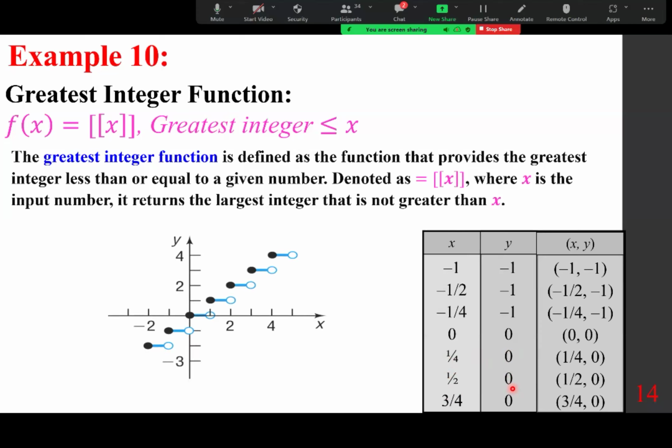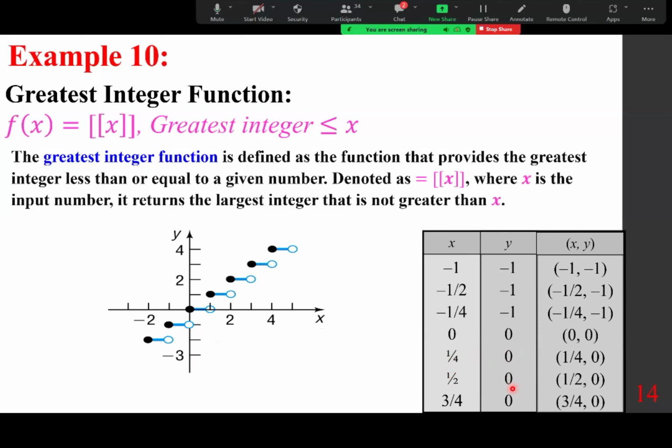If you graph them, it looks something like that. So this is the x-axis, this is the y-axis. And by the way, this has infinitely many discontinuities. This is also known as a step function because it looks like a step. I'll write that.